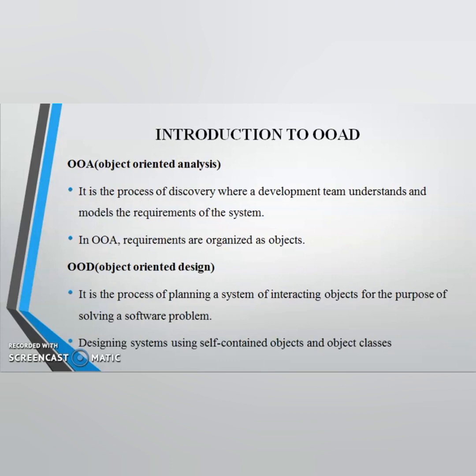Okay, next we see what OOA and OOD are. OOA means object-oriented analysis. From the name itself, we can say it is a requirement analysis technique. Here the development team understands and models the requirements of the system. The second one is OOD, that is object-oriented design. Here we are designing the system to solve a software problem.